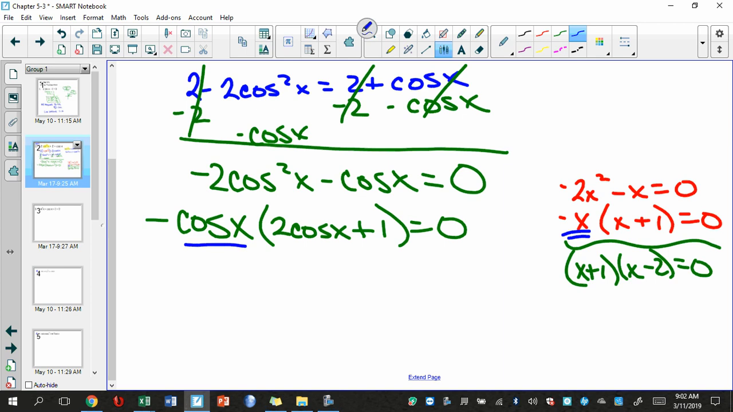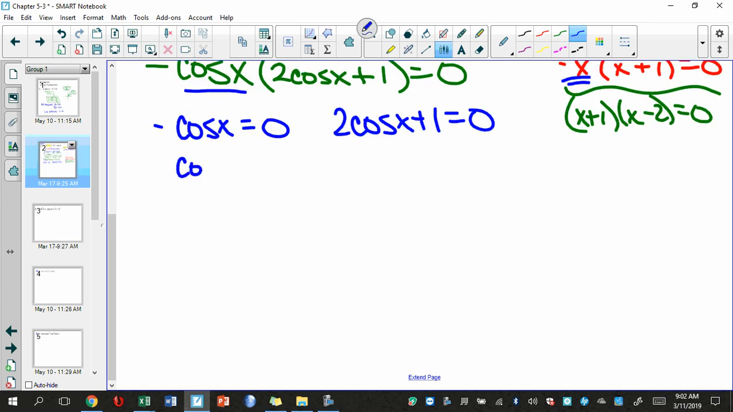This is a GCF. So I have negative cosine of x is equal to 0, and 2 cosine of x plus 1 is equal to 0. Yes? This is all algebra. You have to recognize the algebra. So if I solve this small equation over here, I have the cosine of x is equal to 0. So where is the cosine of x equal to 0?